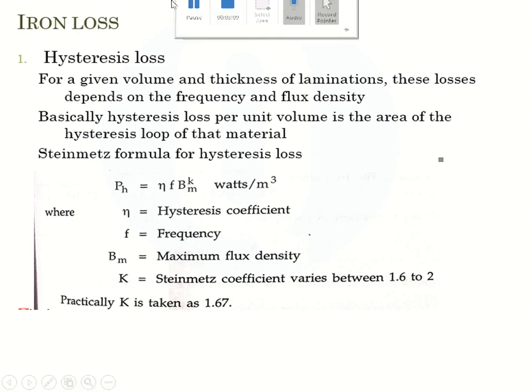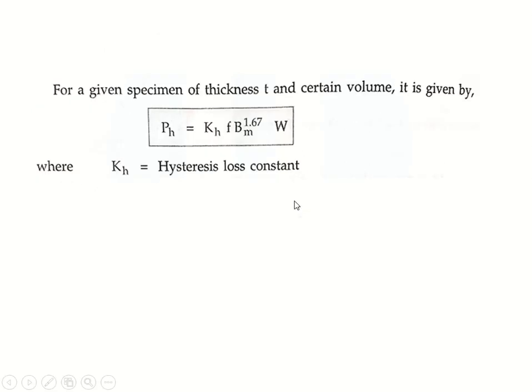So what is this KH? We can write this equation as hysteresis loss is equal to KH F B max raised to 1.67. KH is the same as eta. Eta is the hysteresis coefficient, or another name is hysteresis loss constant. So hysteresis loss is KH into F into B max raised to 1.67 watts. This is the hysteresis loss.